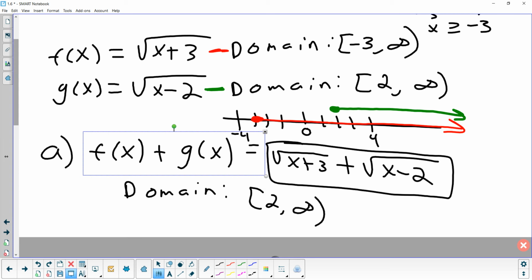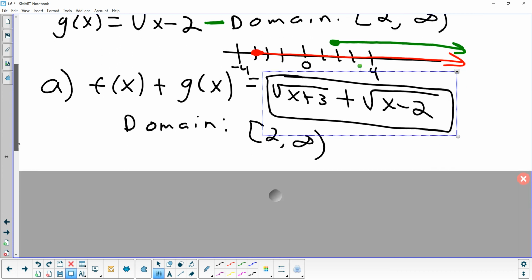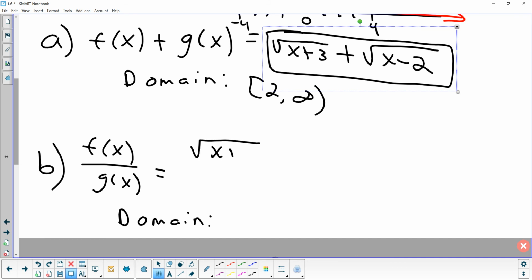And do you have to worry about dividing by 0 in what I just clicked? No, there's no fraction there. So you don't even have to consider dividing by 0 in that case. All right, let's try f of x divided by g of x. All right, so we've got f of x. We've got g of x.